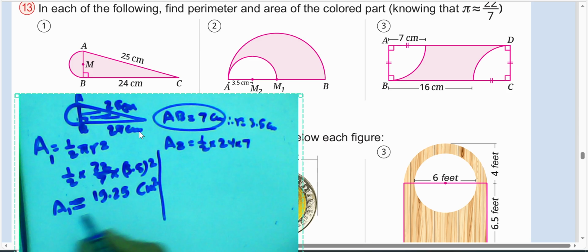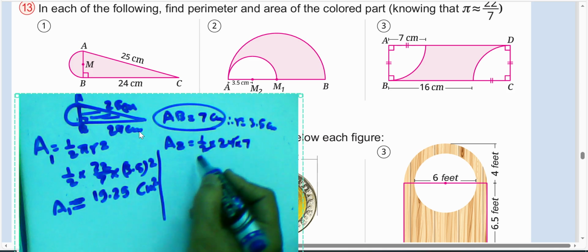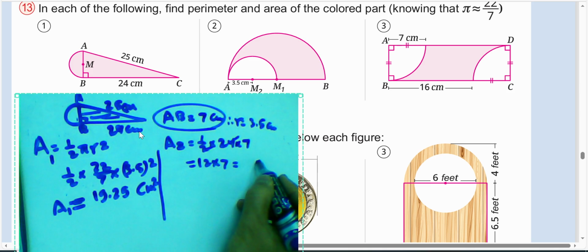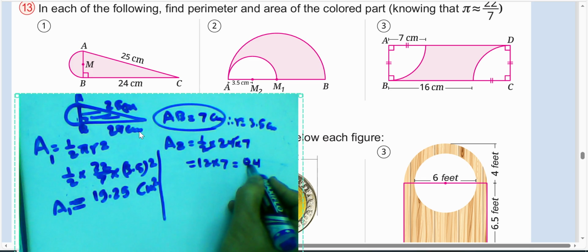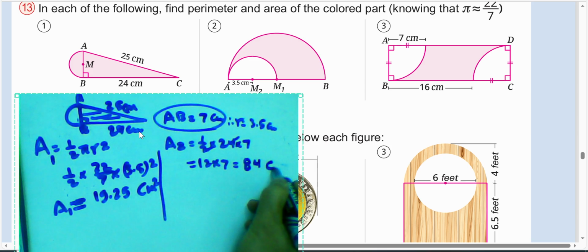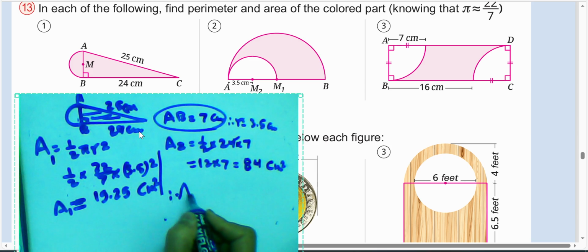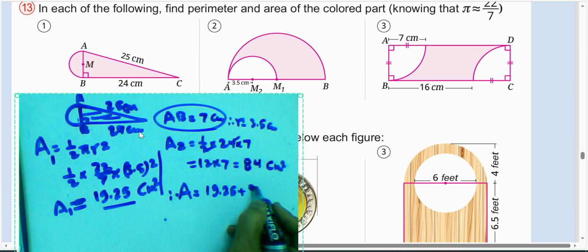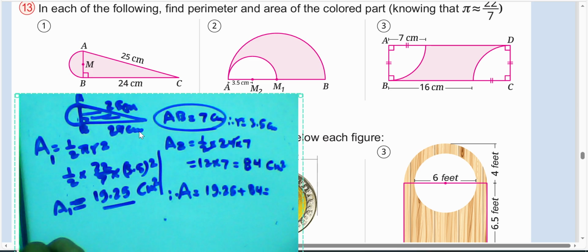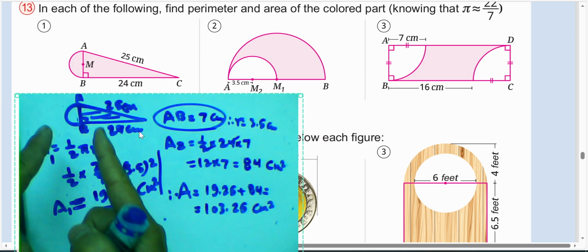It's area 1. And what about area 2? Half of 24 is 12. 12 times 7. 2 times 7 equals 14, write 4 and carry 1. 1 times 7 is 7, and it equals 84 square centimeters. Then the area will be area 1 plus area 2. We can collect 19.25 plus 84. The result will be 103.25 square centimeters. This is the area of this figure.